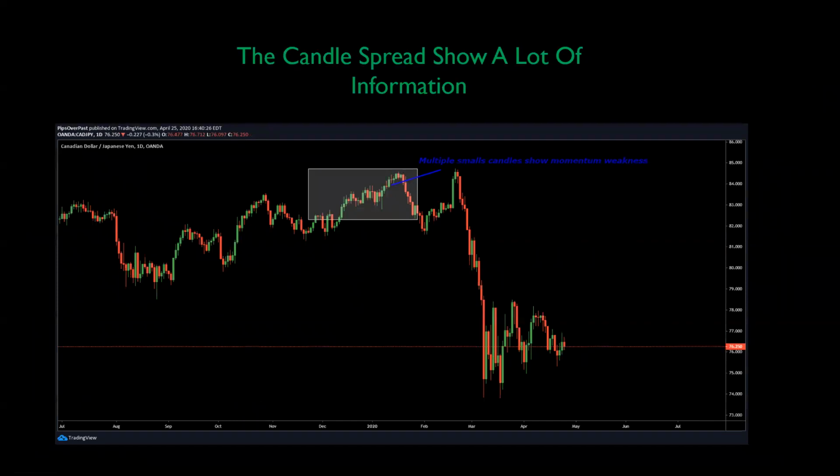Now we have the narrow candle here. We show multiple small candles. It also identifies momentum weakness, i.e. giving us that potential for the rollover.